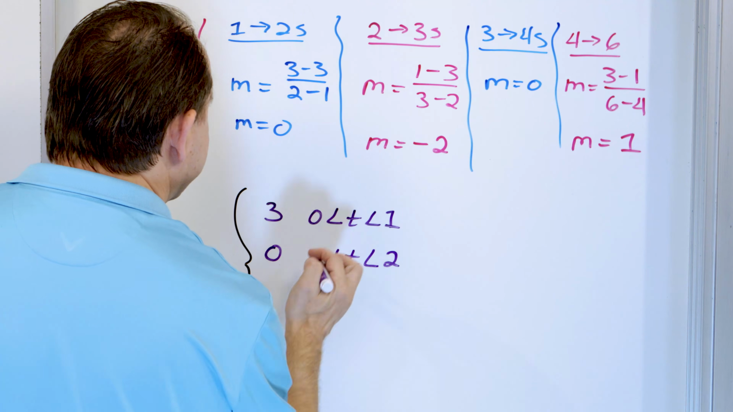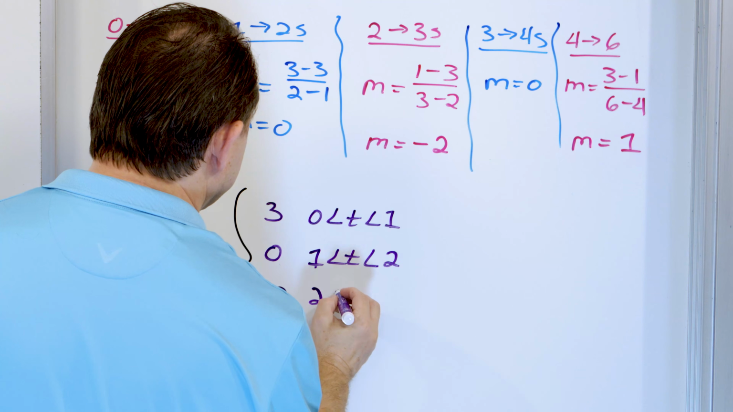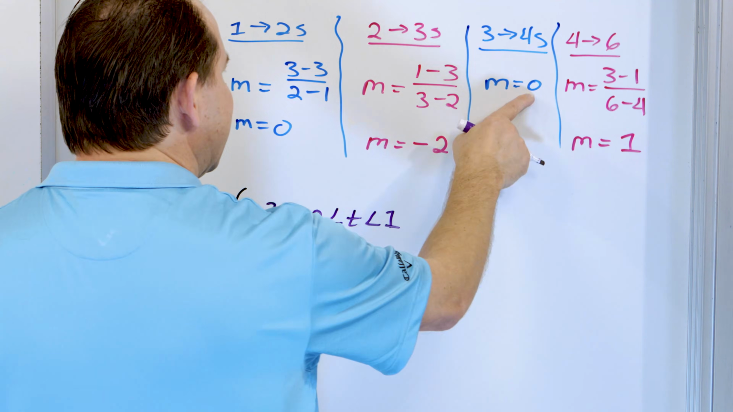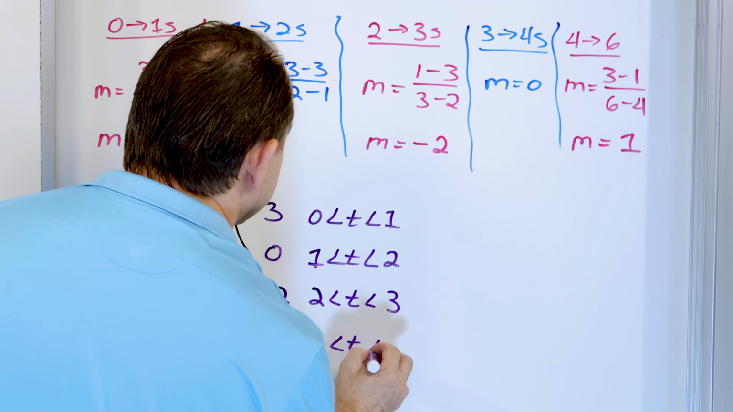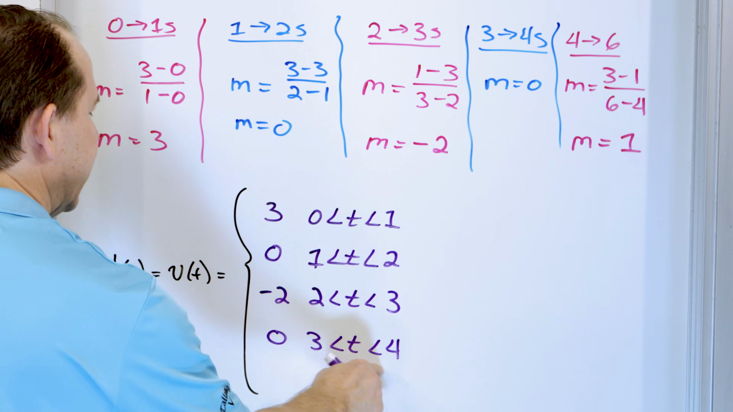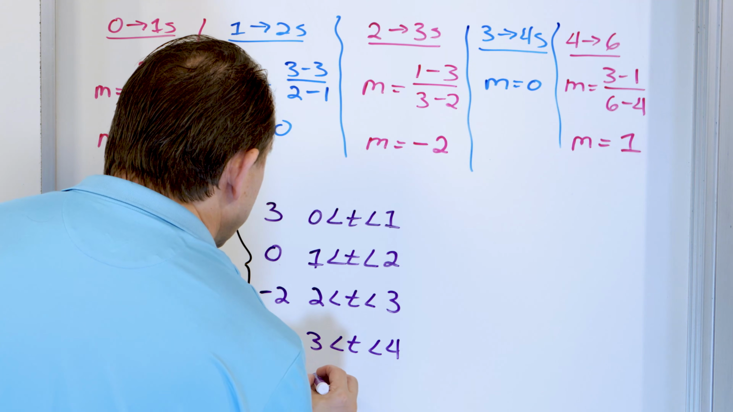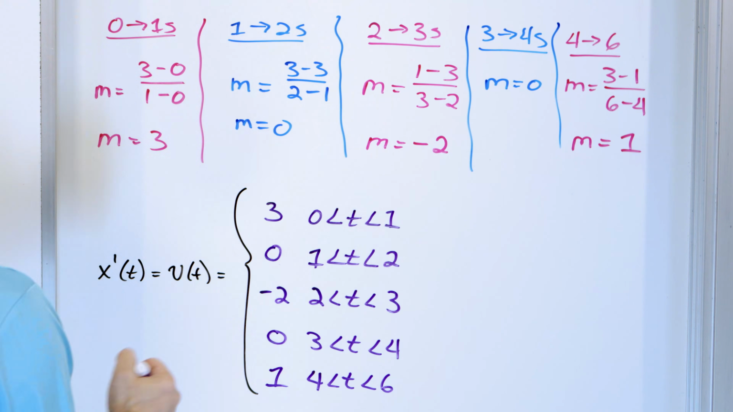Right? And then we would have a slope of negative 2 meters per second, and it would be from 2 to 3 seconds, so 2 less than t less than 3. And then we have a slope of 0, which would be the 3 to 4 seconds. T is bigger than 3, less than 4. And then we have a slope of 1, and that one would be from 4 to 6, so 4 less than t less than 6. So this is the way you would write it down.